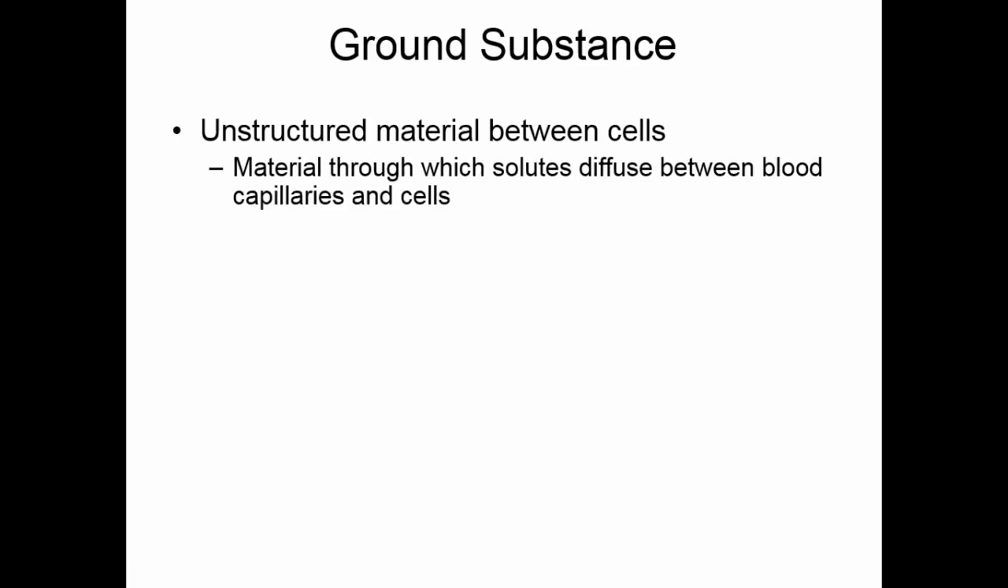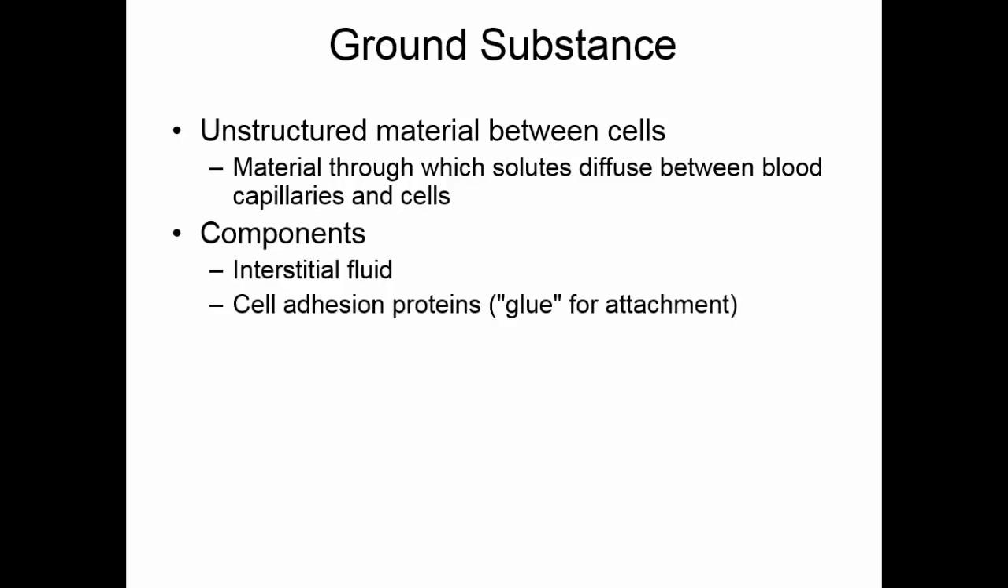The ground substance is the unstructured material that's between the cells. This is the material through which all solutes will have to diffuse from the blood to get to the cells themselves. It is composed of interstitial fluid, which is mostly water, and various cell adhesion proteins. This is the glue that helps keep everything stuck together inside of connective tissue.